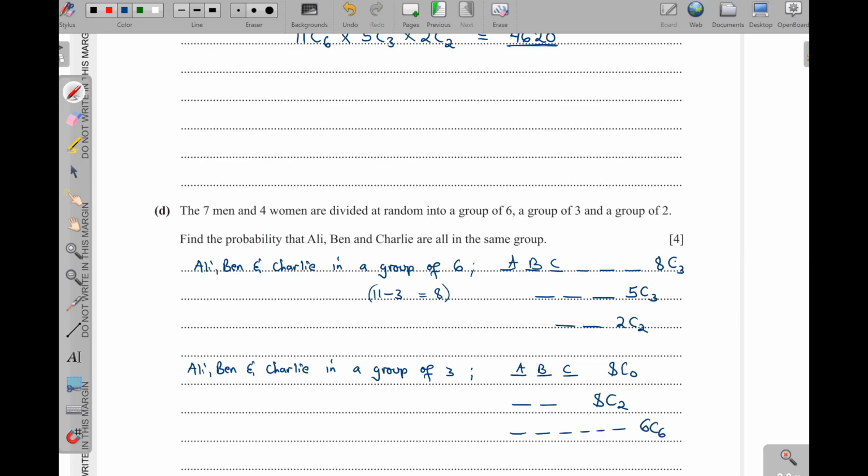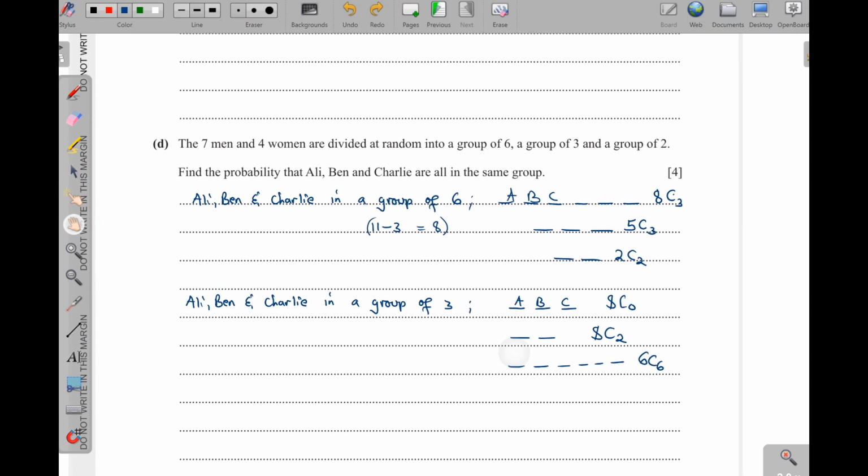Are we there? It doesn't matter whether you begin with this one and then you say 8 combination 6, and then here you will have 2 combination 2. Okay, 8 combination 6 is the same as 8 combination 2, so long as these numbers can add to give you this number, the n. Okay, then what else do we have? Ali, Ben, and Charlie, if they are all in the same group, then they cannot be in a group of 2 people. You see that? So those are the only options we have.